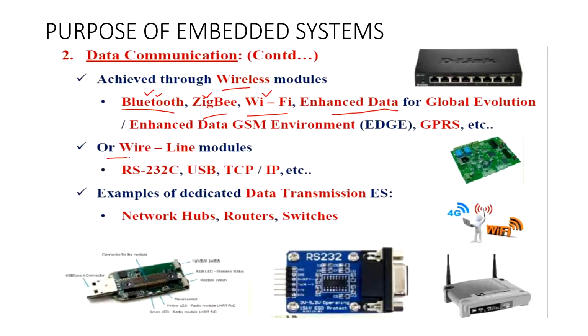And in wired lines, we use RS-232 cable, USB, TCP/IP protocol, and so on. These are the wired modules used for transmission of the data. What are the examples? The examples are network hubs, routers and switches. Those who have knowledge about transmission might know these network hubs, routers and switches.